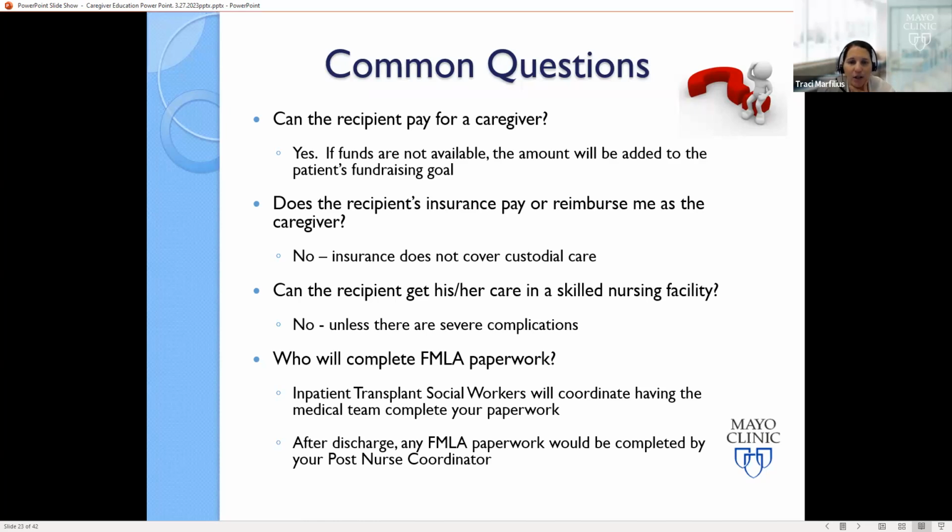Can the recipient get his or her care in a skilled nursing facility? No, unless there are severe complications. So that's not something we will plan on ahead of time.